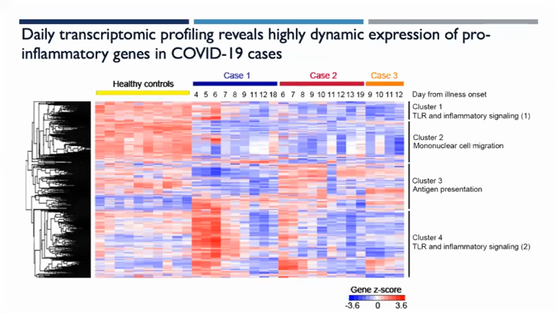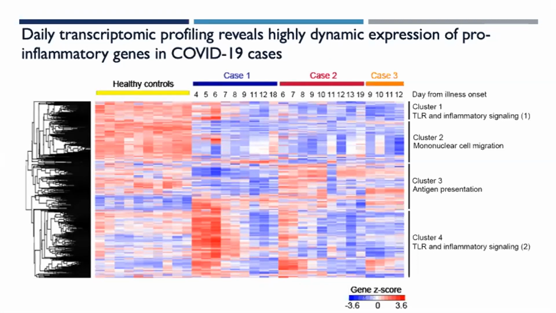If I could turn your attention to cluster 4, you'll notice that many of these genes that are driving toll-like receptor as well as inflammatory signaling are peaking at day 6 post-illness onset in case 1, and that's actually peaking after the nadir of respiratory function, which we had shown just now was at day 5. This included cytokines like IL-2 and IL-6, and therefore we questioned the cytokine storm hypothesis when we saw the data coming up.